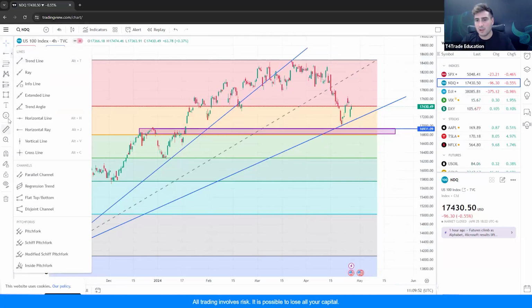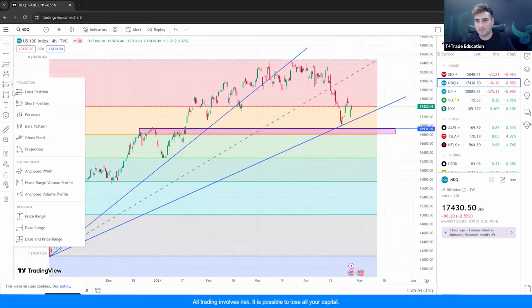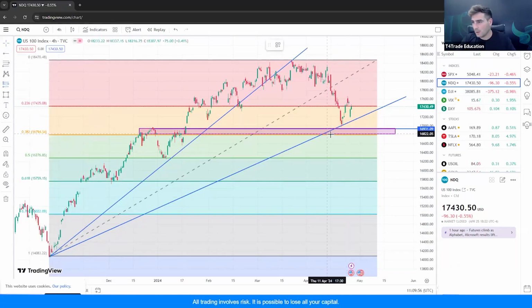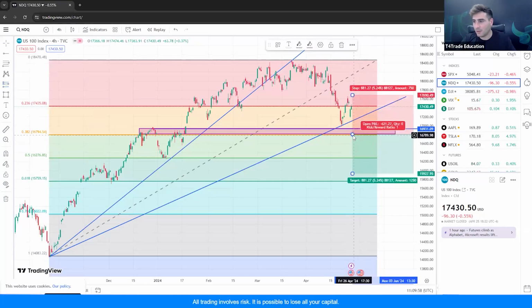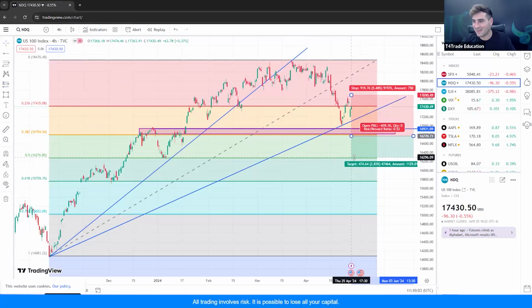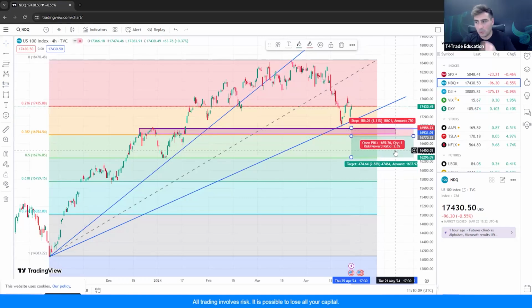So in order for me to place a short order, ideally it would be somewhere in here, and have a target somewhere down there for a take profit and a stop loss up here. So a risk reward ratio of 2.55, that's decent.